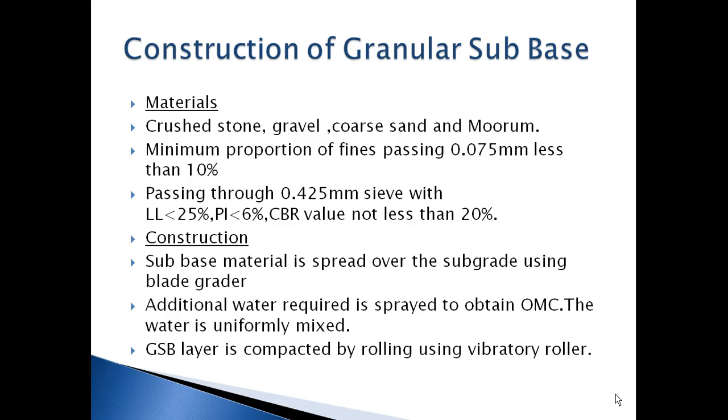The construction procedure is similar to the subgrade. The subbase material is spread over the subgrade using blade grader. Then the additional water required is sprayed so that the optimum moisture content is maintained. And the GSB layer, that is a granular subbase layer, is compacted using vibratory roller.